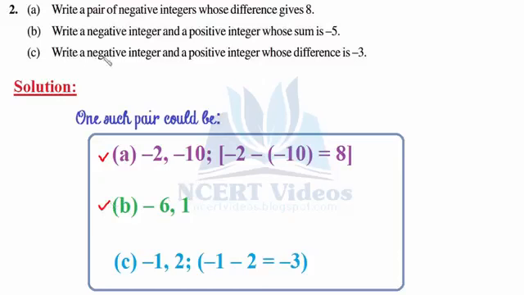Now write a negative integer and a positive integer whose difference is -3. Now we are asked to find the difference, so we will subtract, and the negative integer is -1 and the positive integer is 2. So we have to subtract, therefore the minus sign comes, and since the signs are same, we add them up. Therefore 3 and the sign comes of the negative number, therefore -3. This is your required answer, and that was your question number 2.